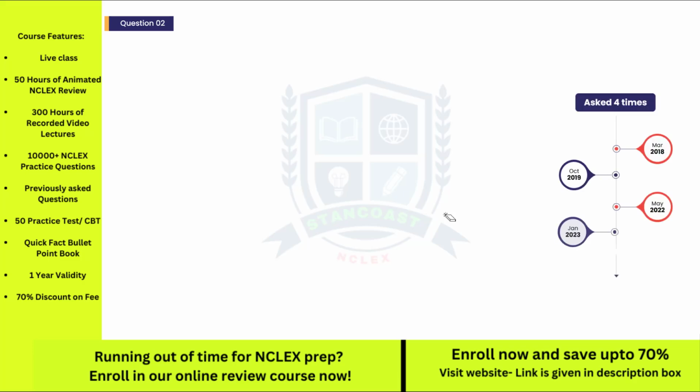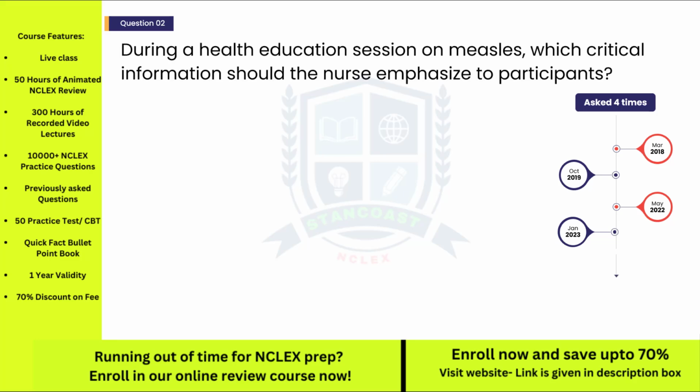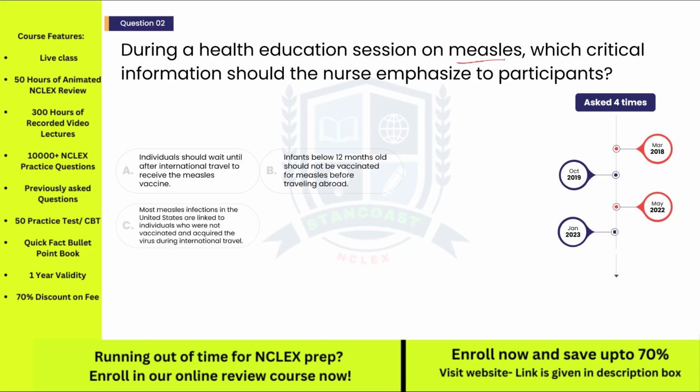This measles-related question has been asked 4 times in the last 5 years. During a health education session on measles, which critical information should the nurse emphasize to participants? A. Individuals should wait until after international travel to receive the measles vaccine. B. Infants below 12 months old should not be vaccinated for measles before traveling abroad. C. Most measles infections in the United States are linked to individuals who were not vaccinated and acquired the virus during international travel. D. Vaccination against measles is unnecessary unless a person is certain they will encounter the virus while abroad.